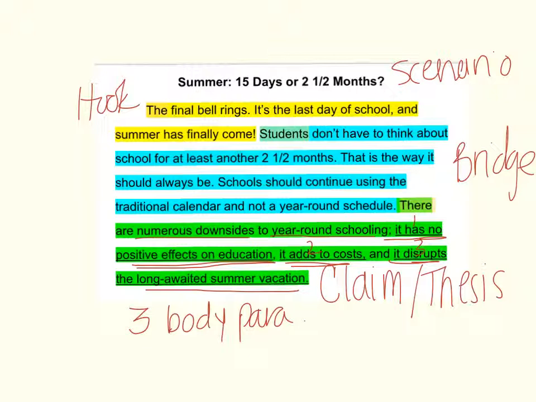The information the writer chooses to use provides the reader with some of the author's opinion, right? So students don't have to think about school, the way it should always be. That's the author's opinion. Again, schools should continue using the traditional calendar. That's the author's opinion. But it's just enough information to lead into the thesis. See, this is where you have to be very careful that you don't give away too much information, or provide information that is unfocused or unrelated to the topic.